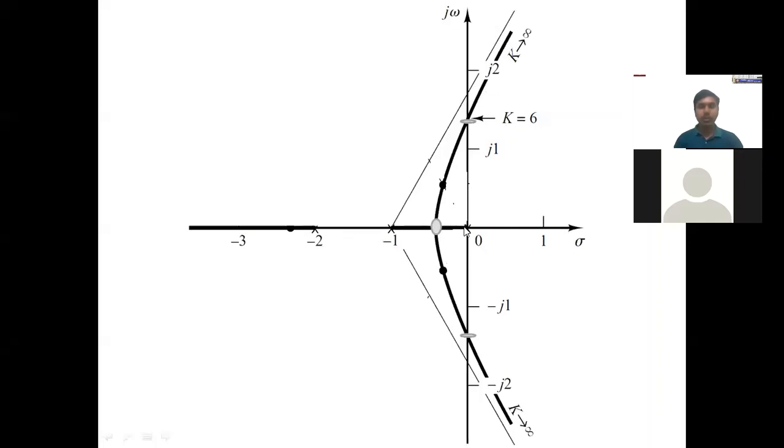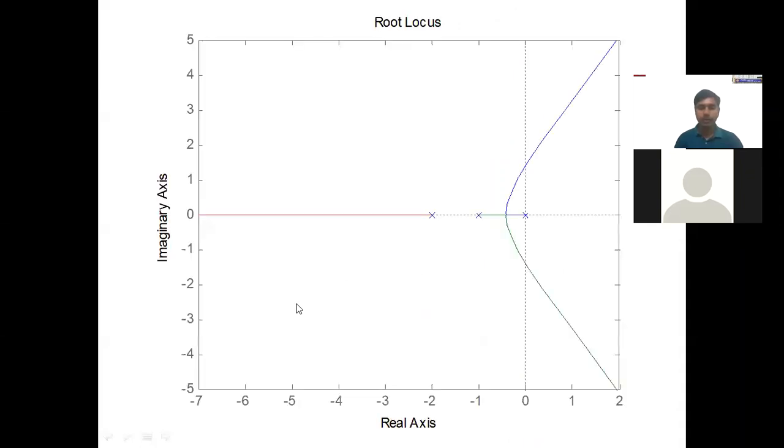Similarly, we have one more pole, the second pole. The path starts from this pole, diverts at this breakaway point and reaches infinity by intersecting the imaginary axis at this point. And the third root locus starts from the third pole and reaches infinity without any breakaway.